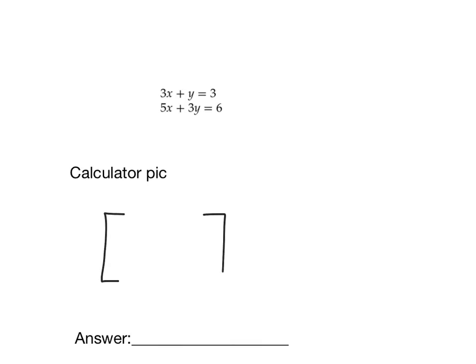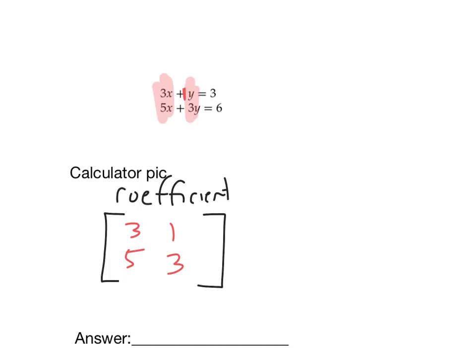First, let's set up the coefficient matrix. We'll take the coefficients of the x's, so that's going to be 3 and 5. Then let's take the coefficients of the y's. Here this is 1y and 3y, so 1 and 3. So those are the coefficients. We'll take the inverse of that matrix and then multiply it by the constant matrix, which in this case is 3 and 6.